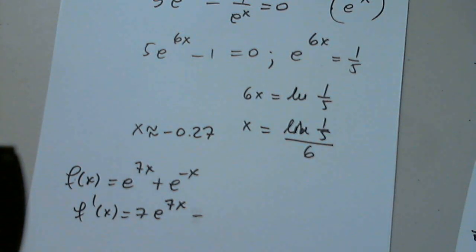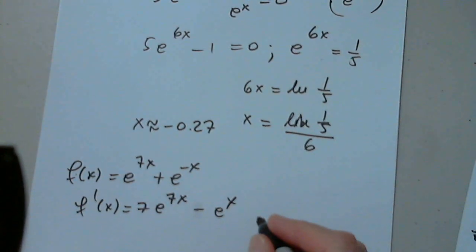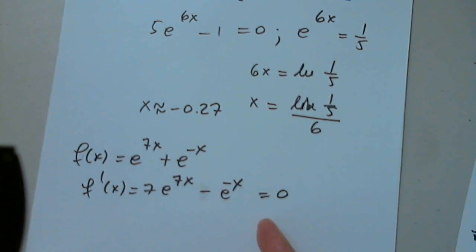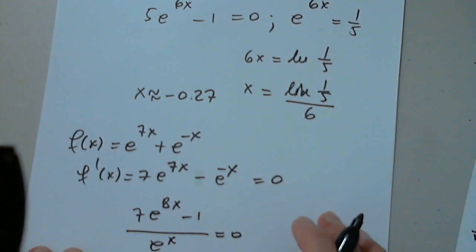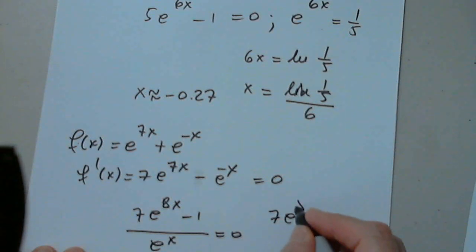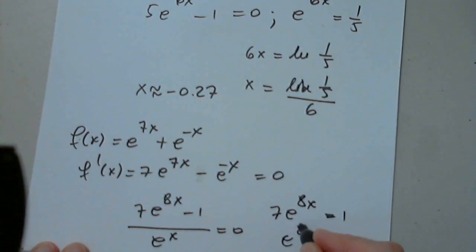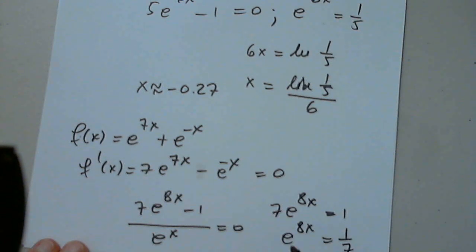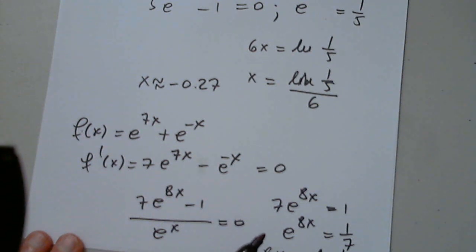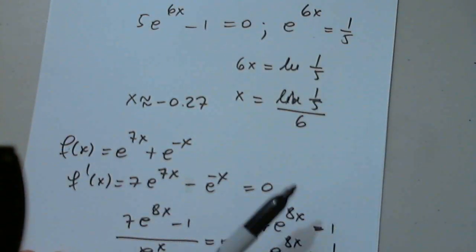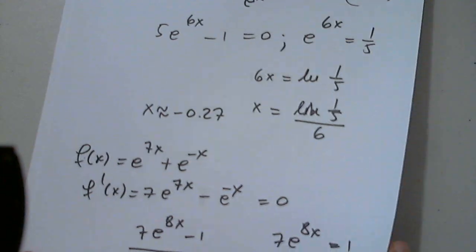So it's e to the 7x plus e to negative x, and f prime is 7e to 7x minus e to negative x. When you set this equal to 0, you will have 7e to 8x minus 1 over e to the x equals 0. So then you will have 7e to 8x equals 1, or e to 8x equals 1 over 7. So then your 8x will be natural log of 1 over 7.